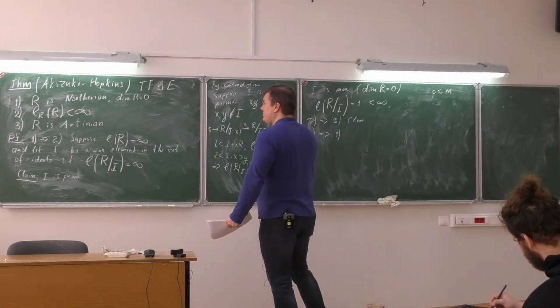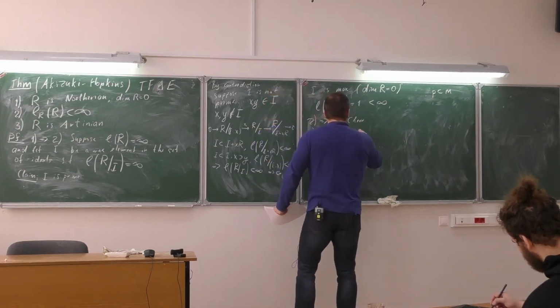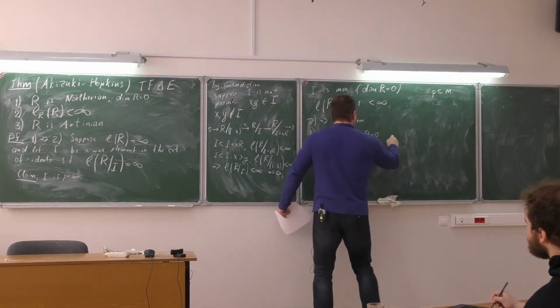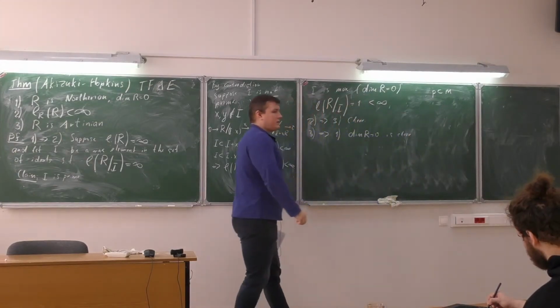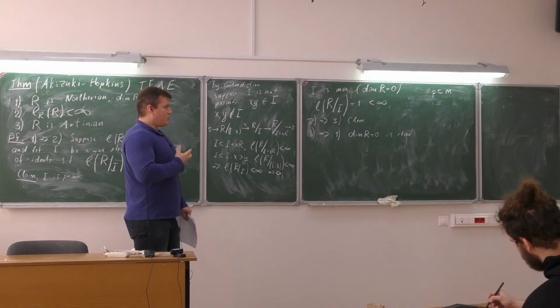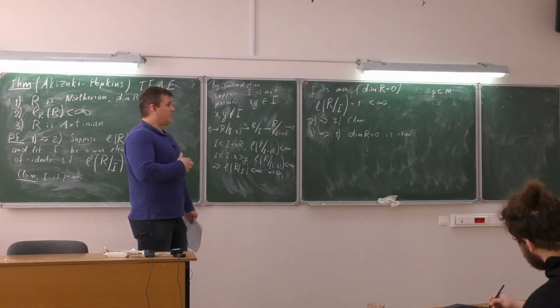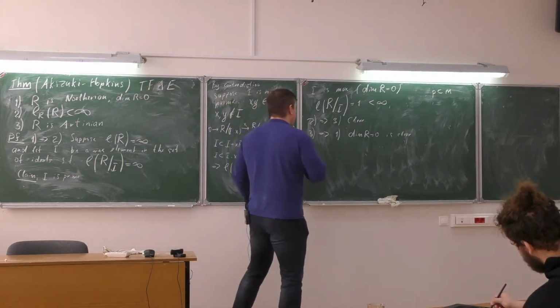Okay, so we need to show: I start with an Artinian ring, and I want to show that this is Noetherian and of dimension 0. The fact that this is dimension 0 is clear. That is because of what we proved in the first proposition about Artinian rings: if you take an Artinian ring, any maximal ideal is prime. That's the same as saying that the dimension is 0. So this part is clear.